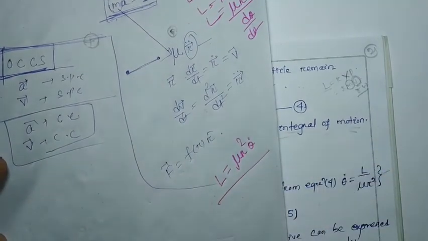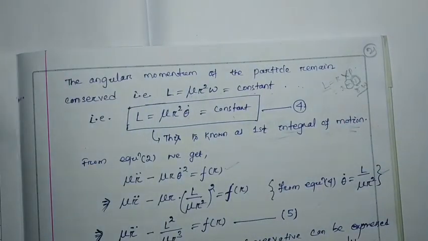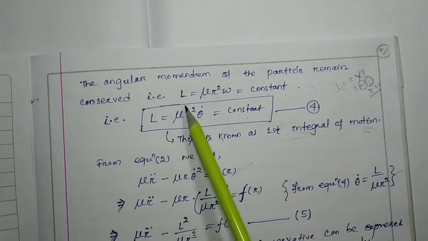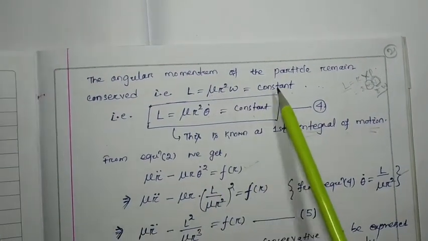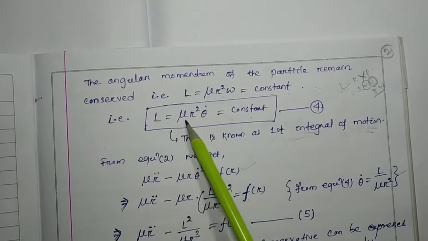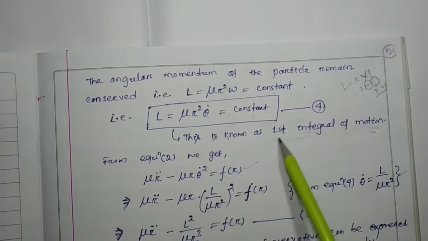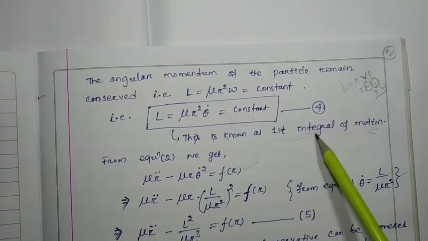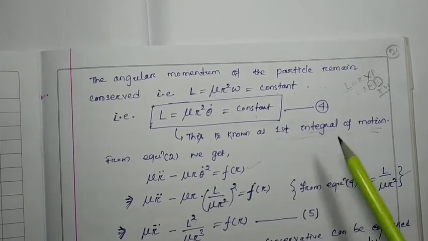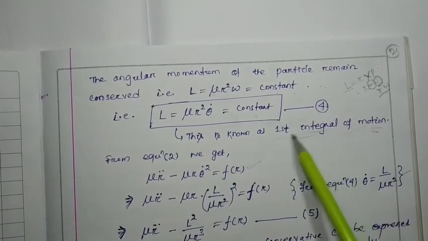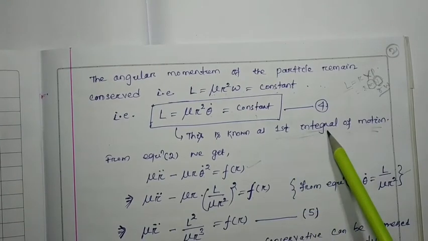So here L will be equal to mu r square omega, which is constant. That implies L equal to mu r square theta dot will be constant. Let this be your equation number 4. This is known as the first integral of the motion. See, wherever you find this word first integral, solution.